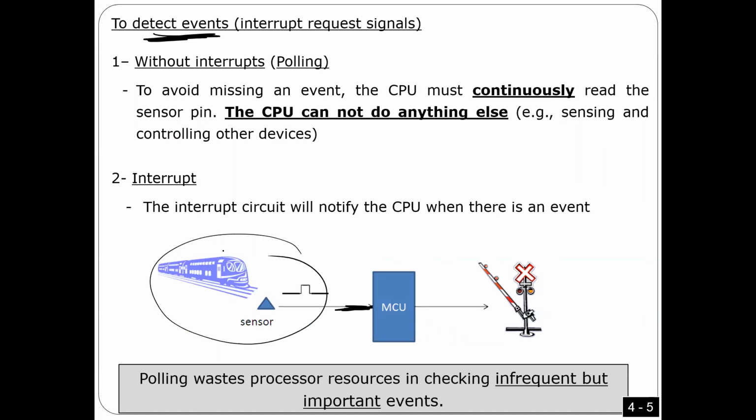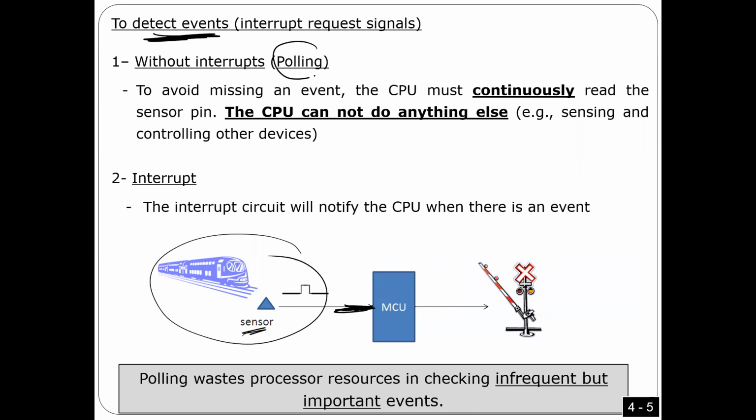You have a train coming, and you have a sensor. Every time a train comes, you are going to generate a signal like this one on the pin here. If you don't use interrupts, can you do it? Yes, you can do it. But the CPU is going to do only one task, right? So how can you do it without interrupts?